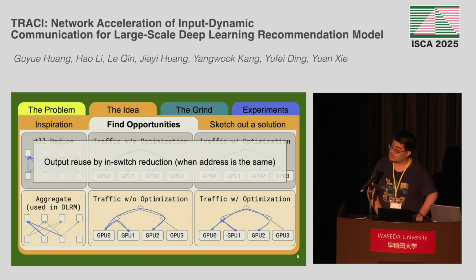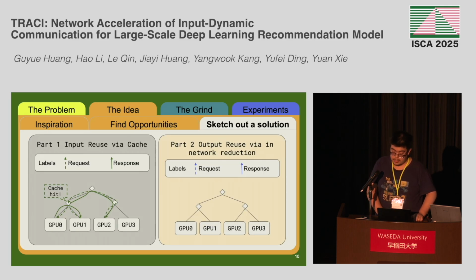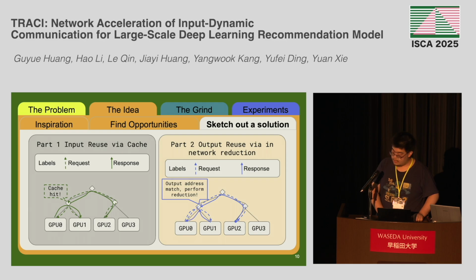So we want to exploit the output reuse by in-switch reduction when the output address is the same. And we want to exploit the output reuse based on this dynamic access pattern, especially for aggregate. Here we'll show the basic idea. GPU 0 sends requests to GPU 1 and GPU 2. GPU 2 sends the data back to leaf switch 1, and GPU 1 also sends its response, and they could do the aggregation operation when the output addresses match. And then we send the aggregated result back.